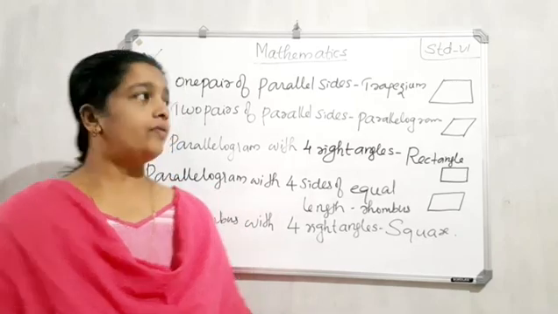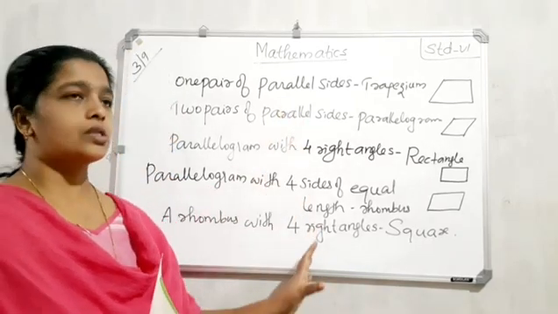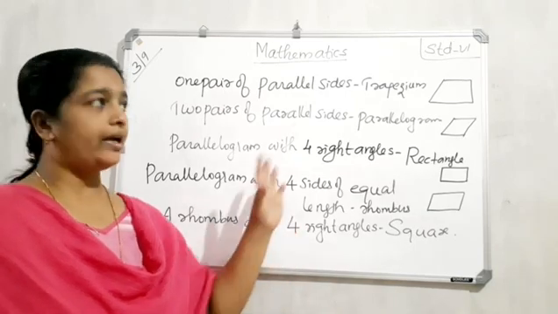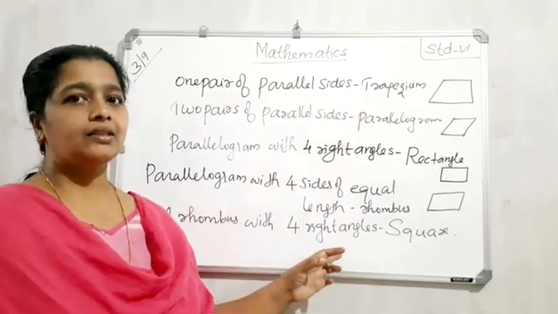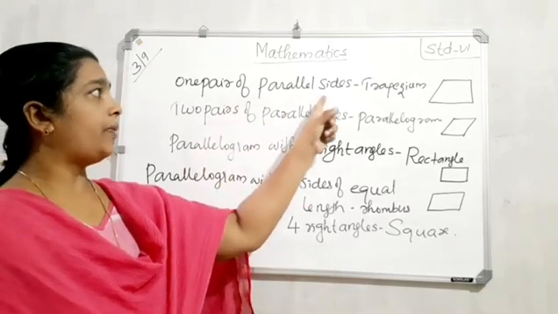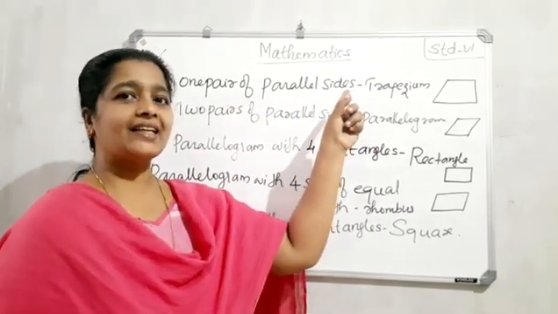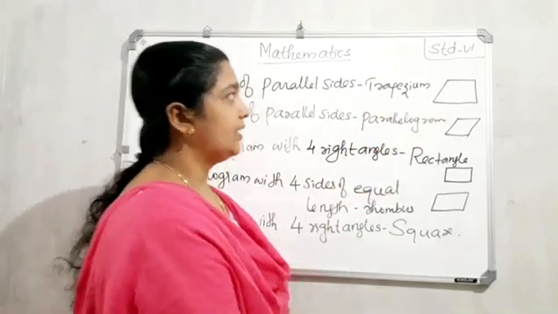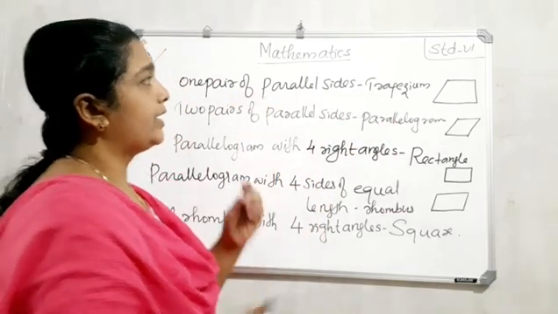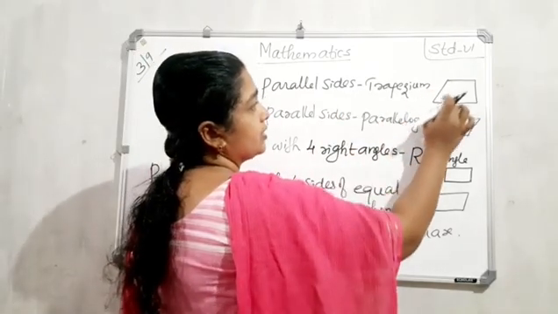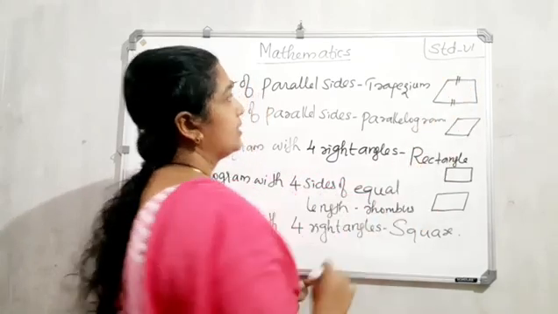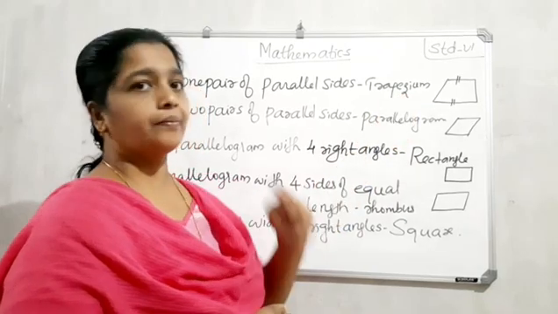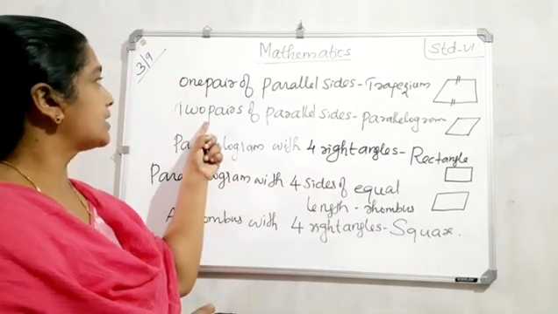So you study these questions only, that is, fill-in-the-blanks questions will be asked from this only. Learn these names by heart. Understand? First one: one pair of parallel sides. You know parallel sides and intersecting lines. Clear? Here these two sides are parallel, not here. So one pair of parallel sides is known as trapezium.